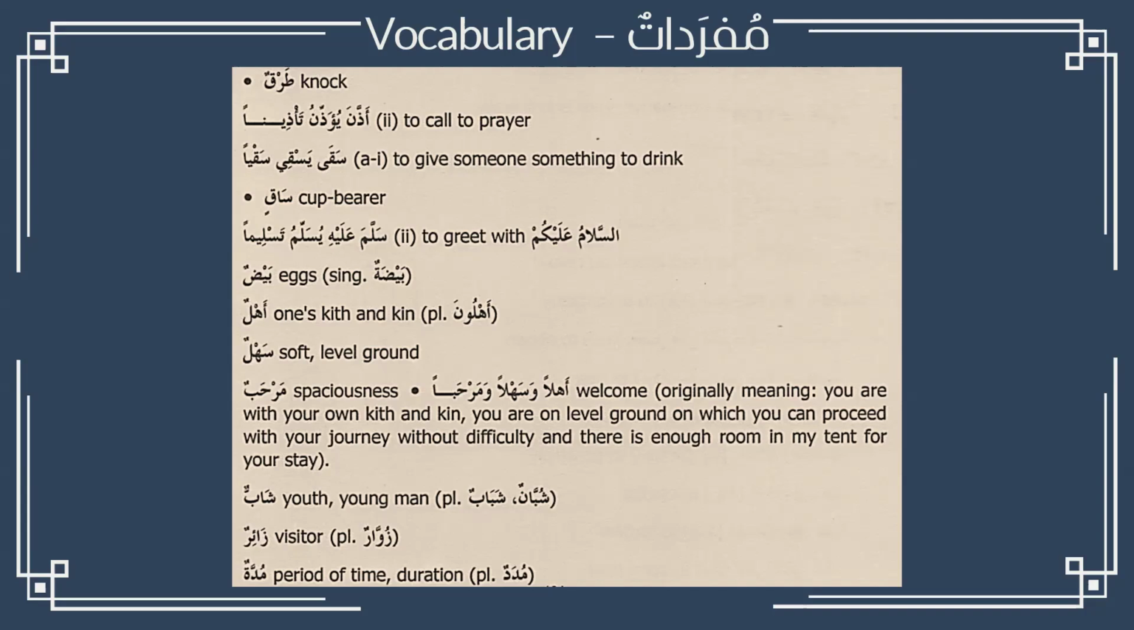Baydun is egg. Ahlun is one's kith or kin, meaning the relatives. Ahlun is the plural of that. Sahlun is soft or level ground. Marhabun is spaciousness. Ahlan wa sahlan marhaba simply means welcome. Shabun means youth or young man. Za'irun means visitor. Zuwarun is the plural of that.